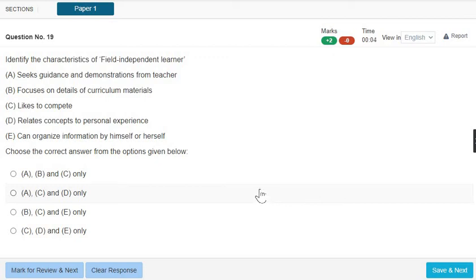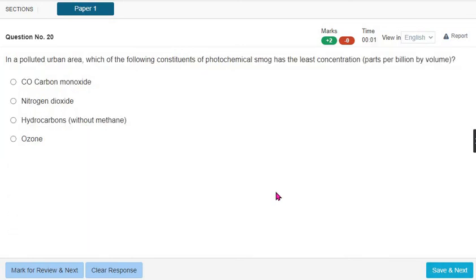Field independent learner. Several options. So A, B, C. Likes to focus. In a polluted urban area, which of the following constituents of photochemical smog has the least concentration? Ozone.